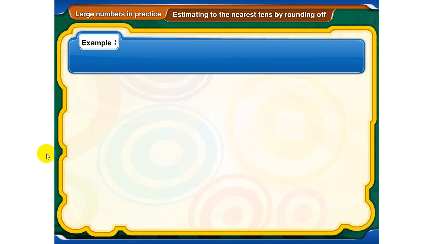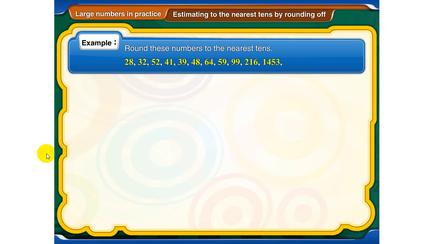Example. Round these numbers to the nearest tens. 28, 32, 52, 41, 39, 48, 64, 59, 99, 216, 1453, 2936. Solution.